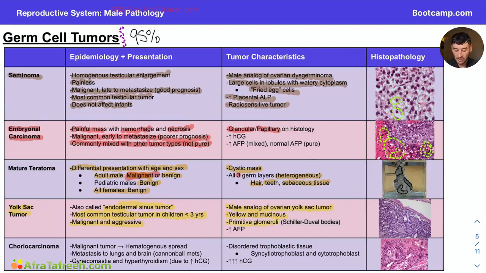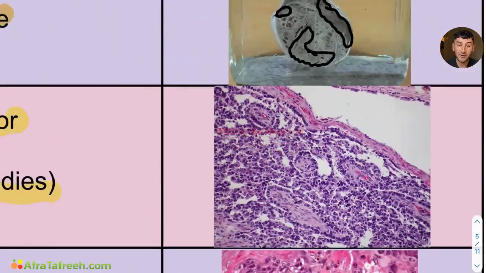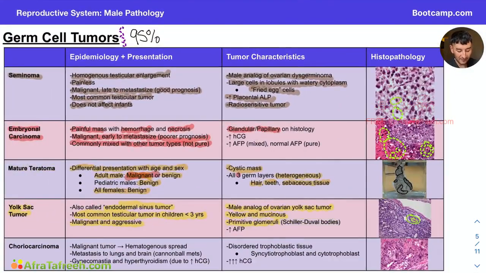So let's take a closer look at what a Schiller-Duval body is, because I always had trouble recognizing this as a medical student, and it's important to note that you're going to look for a central shard-like eosinophilic inclusion surrounded by cells with a lot of purple nuclei. So you can appreciate a great example here. Here's this really discrete eosinophilic shard. This represents the blood flow of the primitive glomeruli, and then you have these purple cells all surrounding it in a circular pattern. That's how I recognize this one on test day. And then additionally, in terms of lab values, you can expect to see increased AFP on this tumor type.